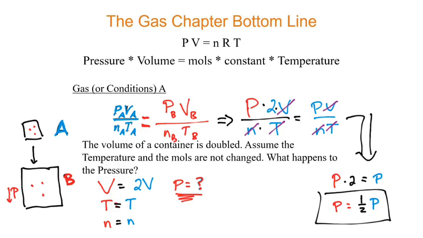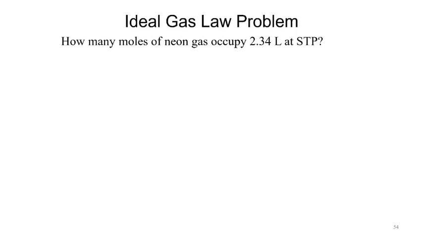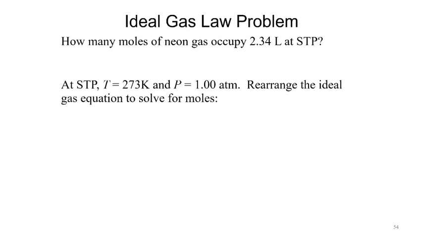With that, we're going to move into the next little topic, which is super exciting for me. How many moles of neon gas occupy 2.34 liters at STP? We just walked you through all of this fun stuff. So you should be able to note that at standard temperature and pressure, we have a temperature of 273 Kelvin, because we're at 0 degrees Celsius, a pressure of 1 atmosphere, and we could now solve into our ideal gas equation.